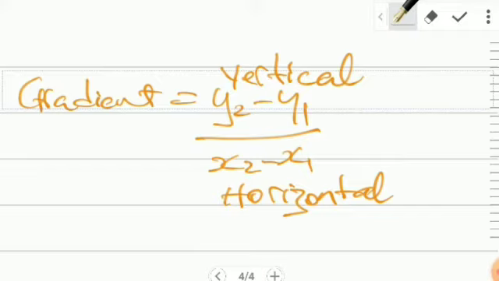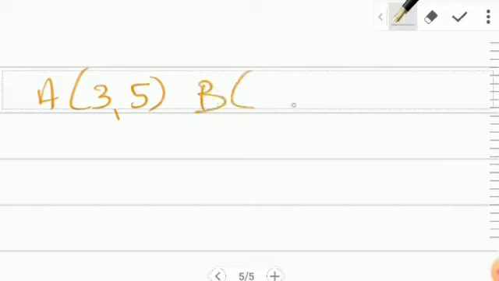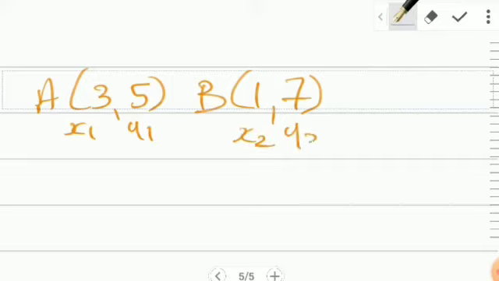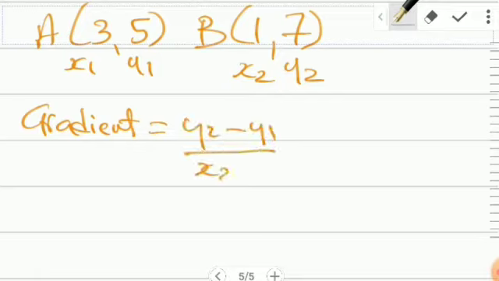Now, let's look at some numbers. Let us say we have a point A, which has coordinate (3, 5), and we have a point B with coordinate (1, 7). If we intend to find the gradient of this line segment connecting the point A to B, first thing we want to do is to label our coordinates x1, y1, x2, y2. Now, the gradient is simply y2 minus y1 over x2 minus x1.